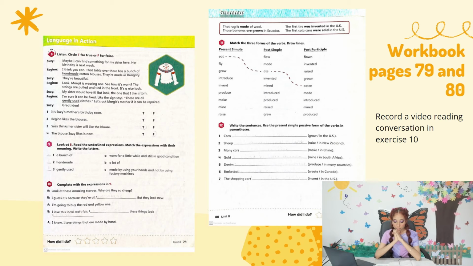Great idea. Okay, so that's it. With this information, we need to circle T for true or F for false, depending on these sentences, okay?